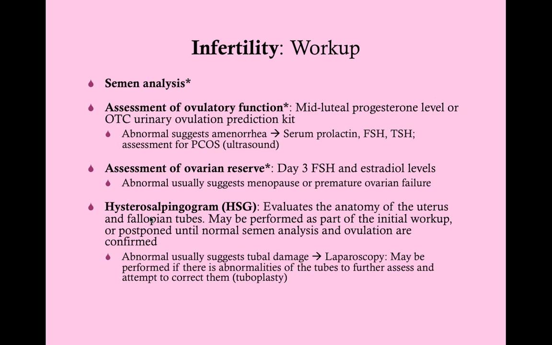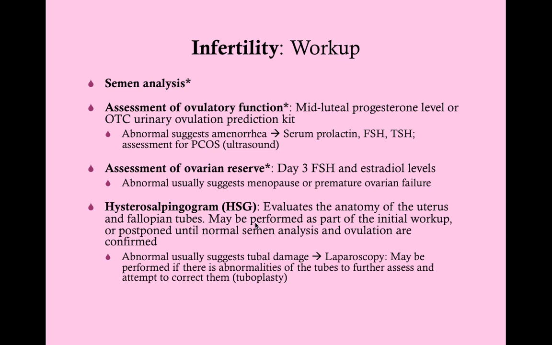Now, hysterosalpingogram, you may include that as part of your initial workup, or you may wait. So if you come back with an abnormal semen analysis, and her ovulatory function and ovarian reserve are normal, then it's probably a problem with him. And so you can try doing the treatments for the semen issues, which we're going to talk about in a little bit, assisted reproductive technology, and see if that works before you do a hysterosalpingogram. Hysterosalpingogram is a slightly invasive test, so we want to avoid that if we can. However, you may include that as part of your initial workup. It's really just a clinical judgment call.